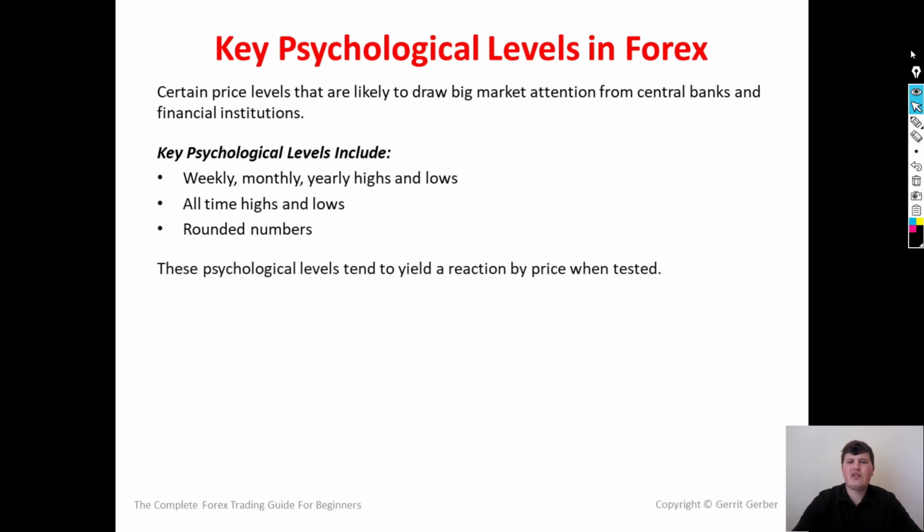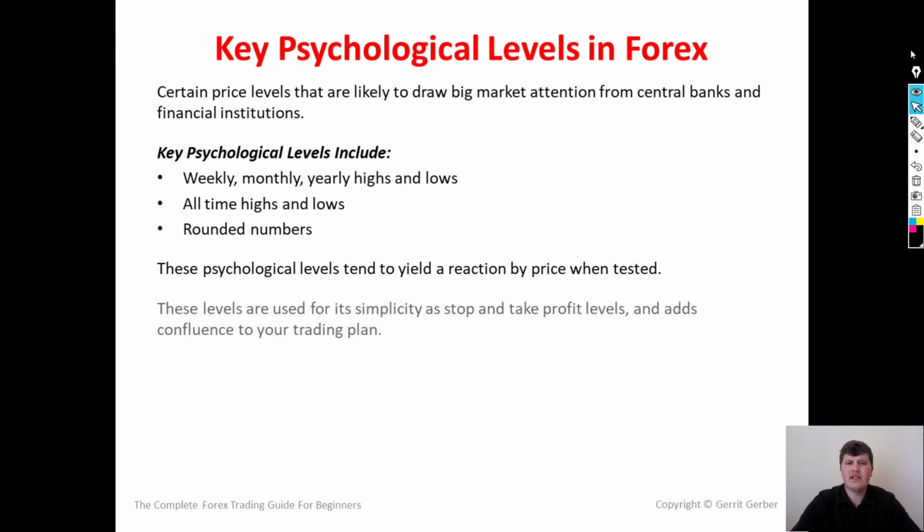Now, these psychological levels tend to yield a reaction by price when they are tested, and this is due to the fact that the big financial institutions and a lot of retail traders place their trades at these psychological levels. And like I said, these levels are used for its simplicity as stop and take profit levels, and adds confluence to your trading plan, meaning these are very important target areas for a lot of Forex traders and institutions out there. So it's likely for price to test these psychological levels.